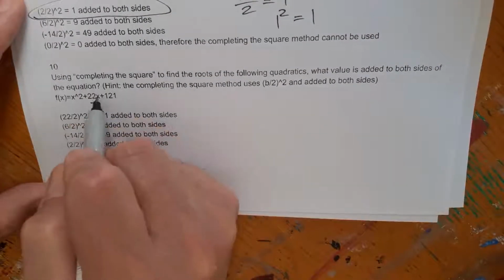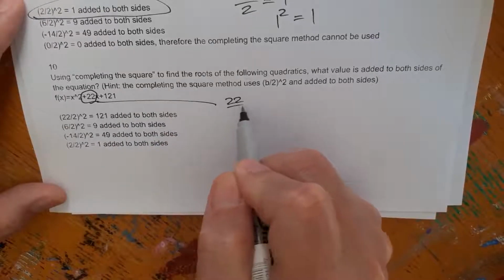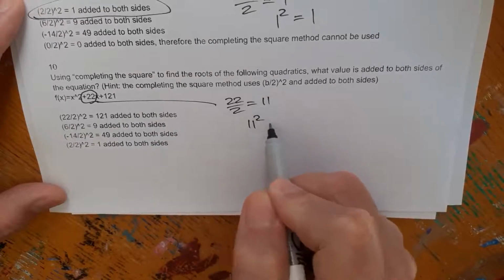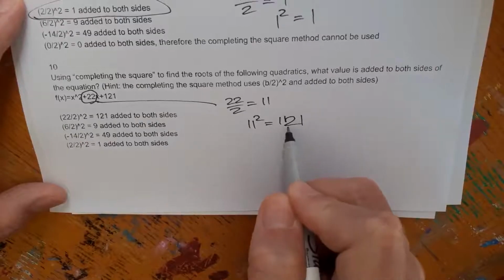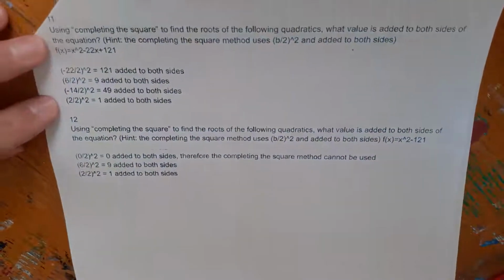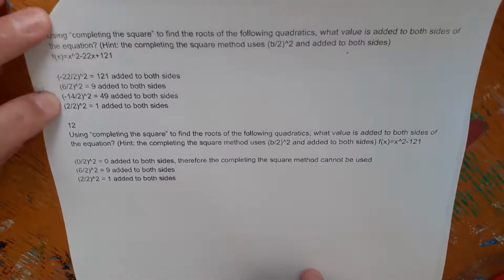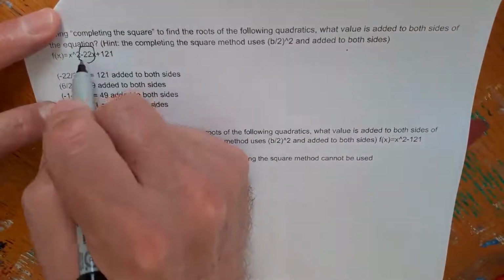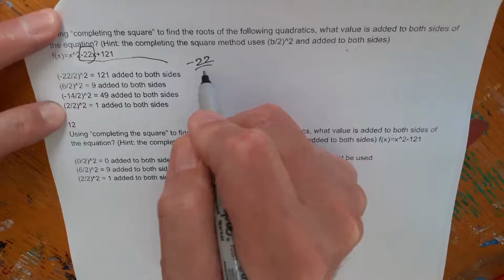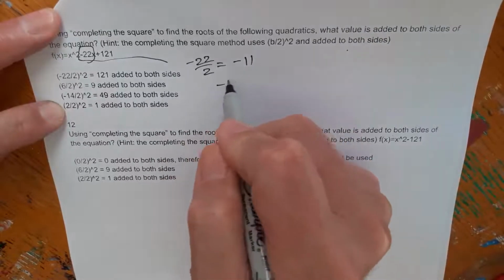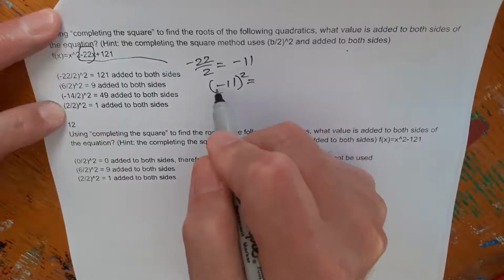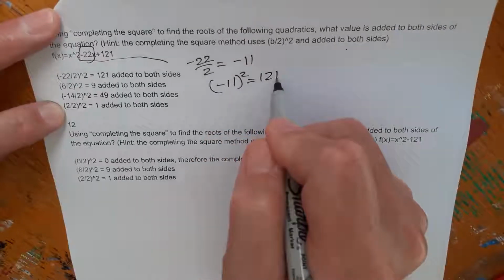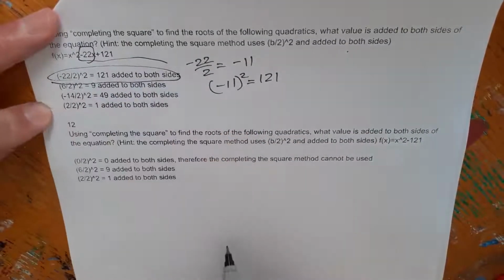All right, 22. Well, 22 divided by 2 is 11. 11 squared equals 121. We're going to add 121 to both sides. All right, are they going to make us do any problems here? Maybe not. Maybe they're just asking what we add to both sides. What value is added to both sides? All right, well, this one's a negative 22 divided by 2 equals negative 11, but negative 11 when squared, negative times negative is positive, goes back to 121 added to both sides.